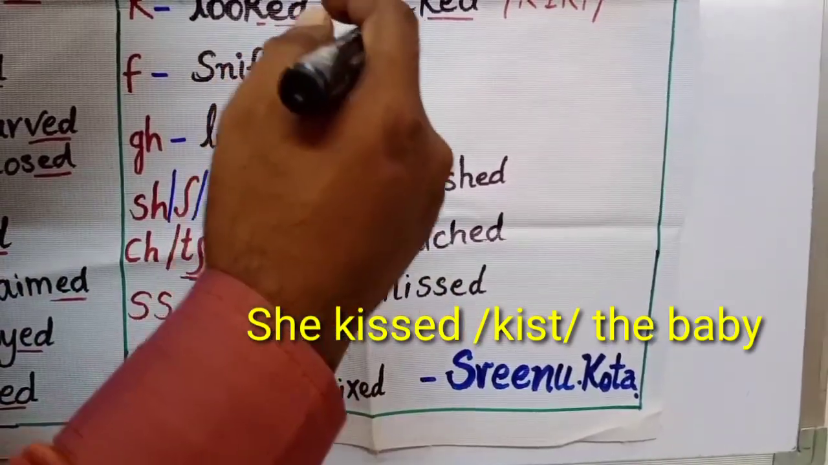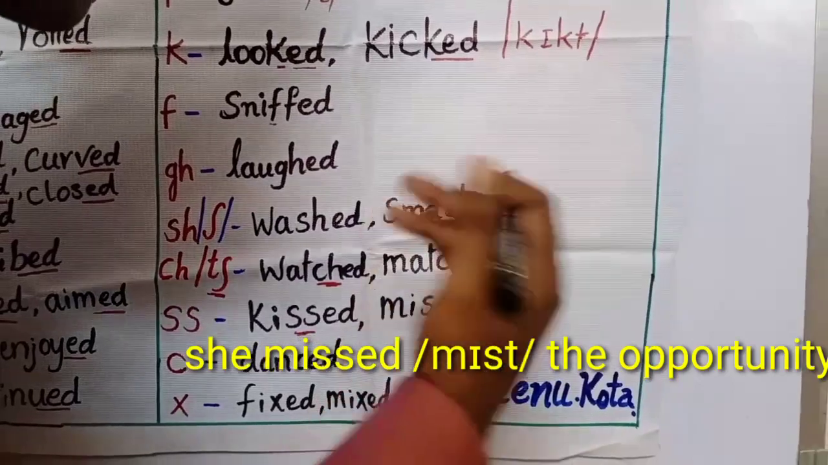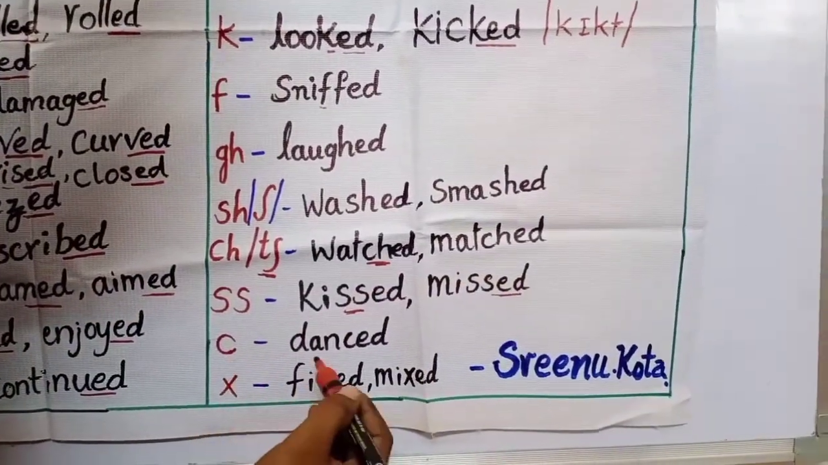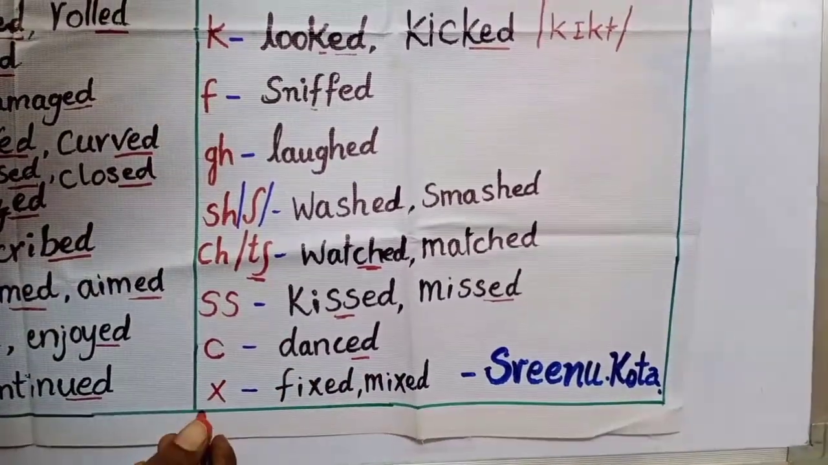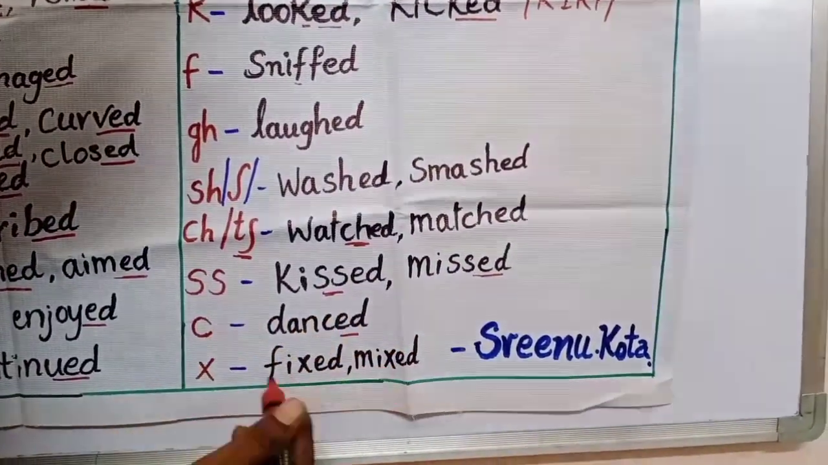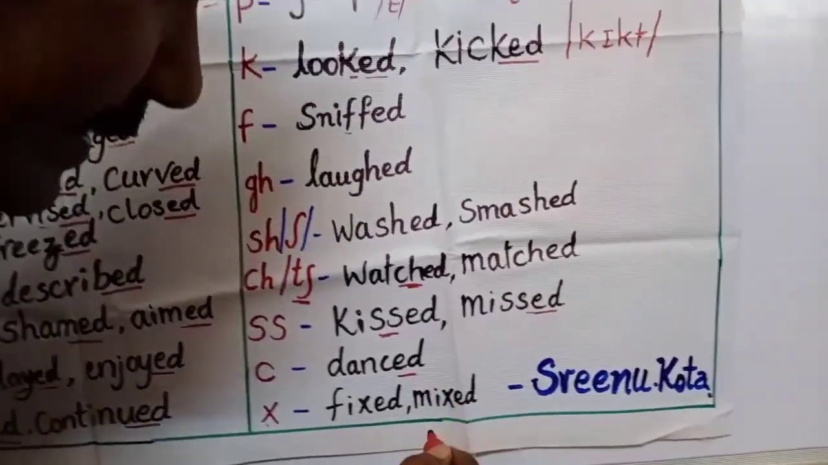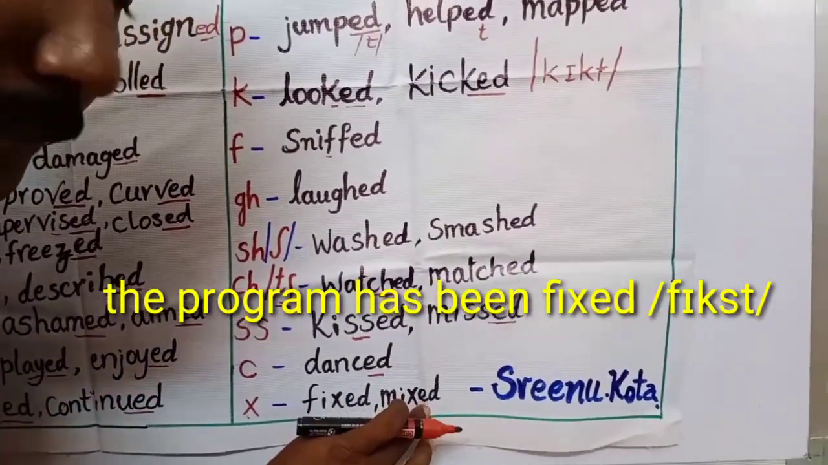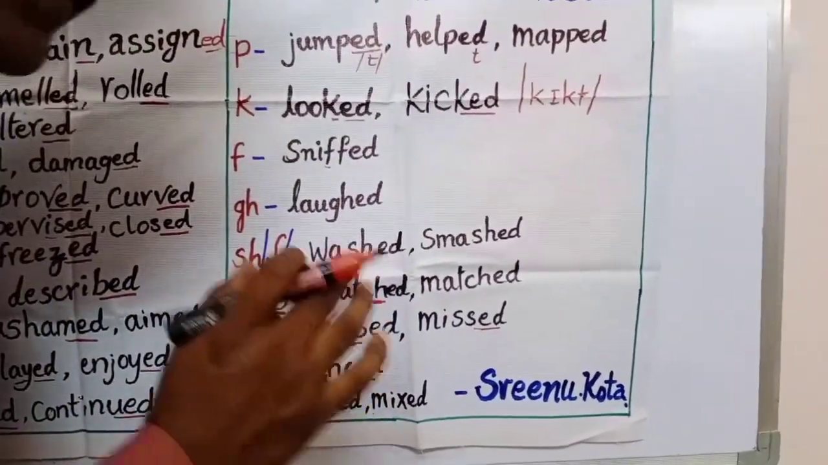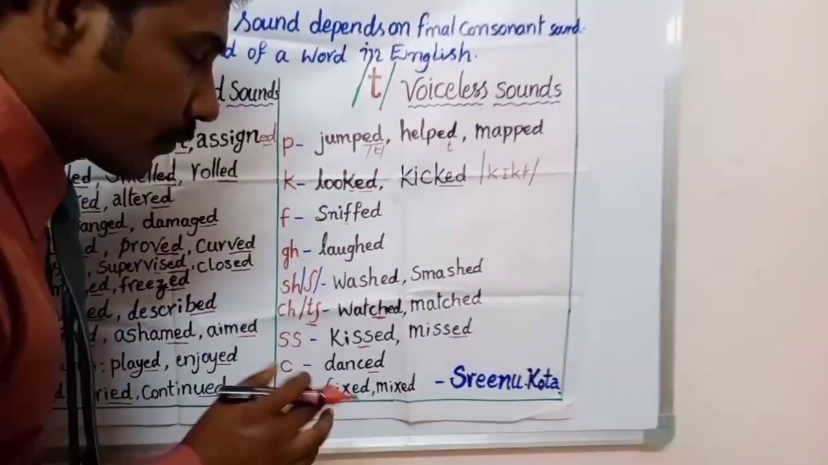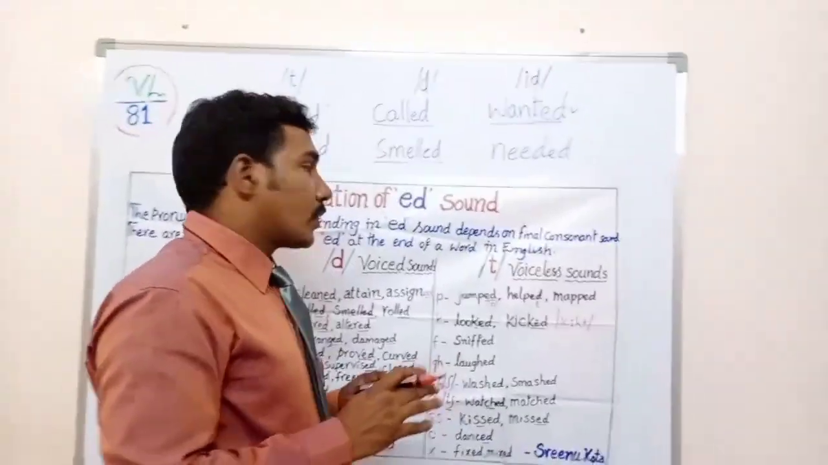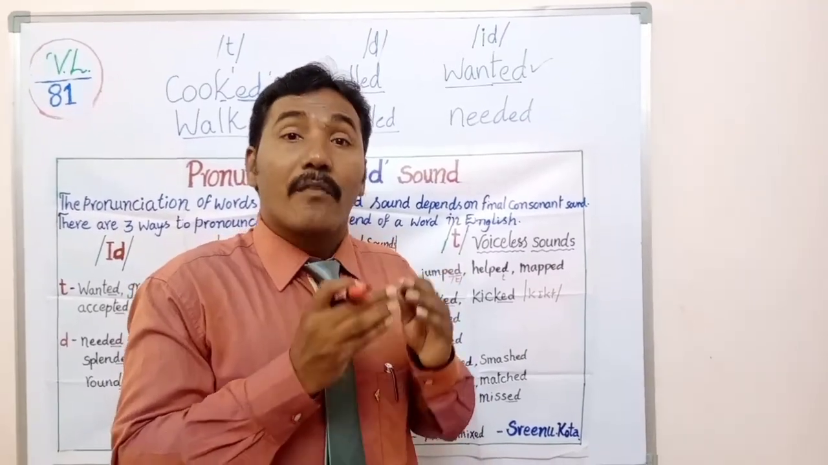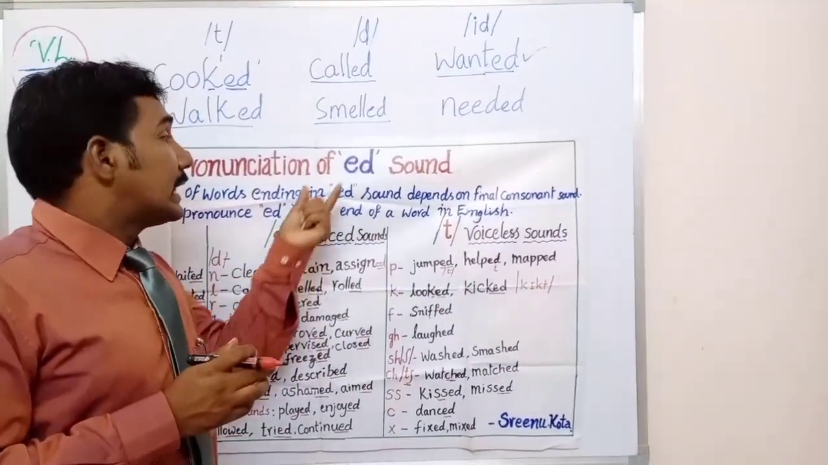Missed. She missed the opportunity. Missed. Next, danced. She danced very well in that program. X, next sound, x, k plus s, fix, fixed. The program has been fixed. Mixed, it is not mixd, mixed. It has been mixed into the brain. So in these three effective ways, we produce better sounds for the ed of past verb forms.